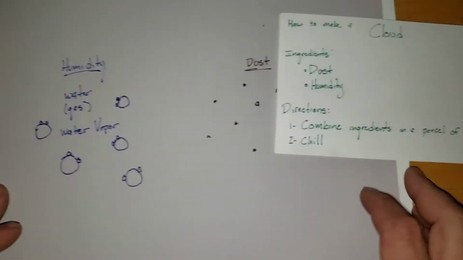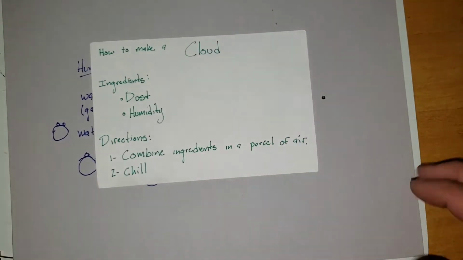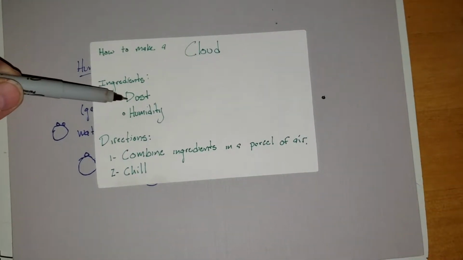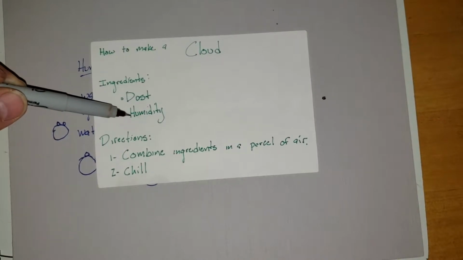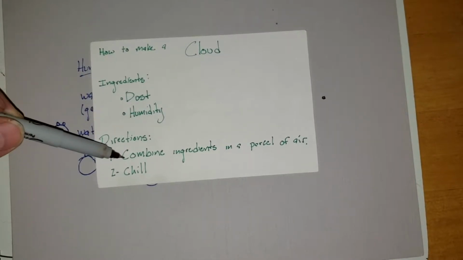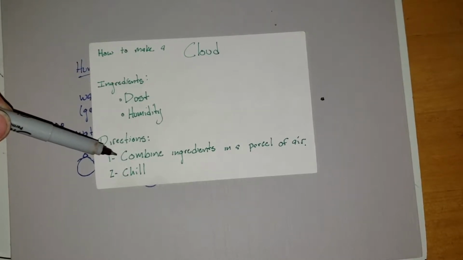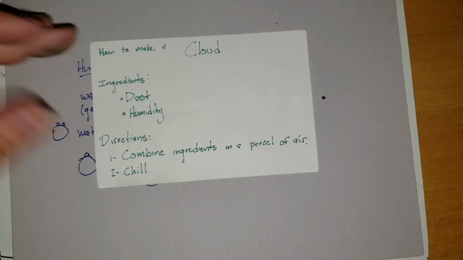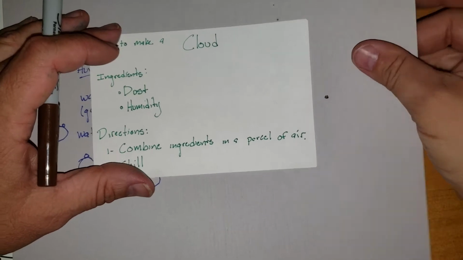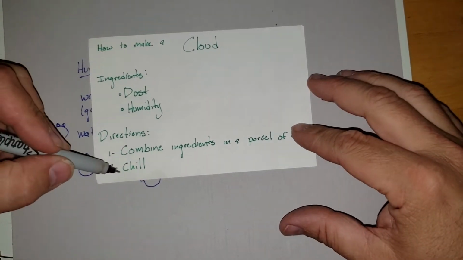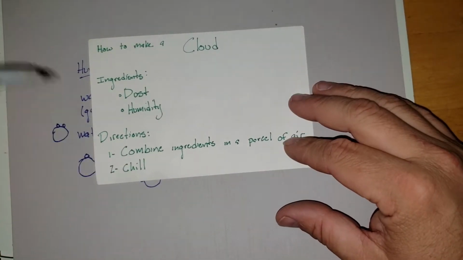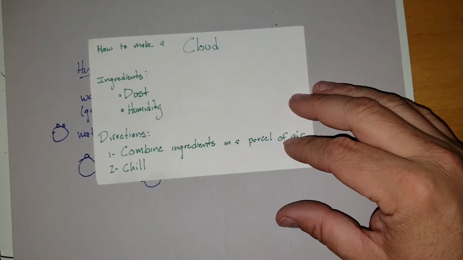And now what we need to do is make our cloud. So we've got dust, pretty sure about that, and we've got our humidity. Good. Cool. Well, we're going to combine them in a parcel of air. This room that we're in could be a parcel of air, or outside it could be a parcel of air. The parcel that's sitting over the parking lot, I suppose, could be a parcel of air. It's going to be everywhere. And now we need to make it get colder.